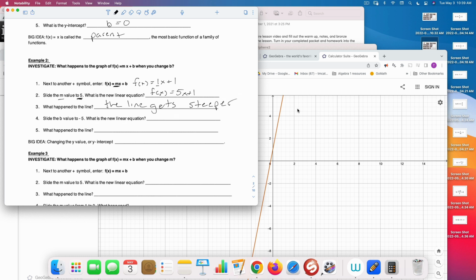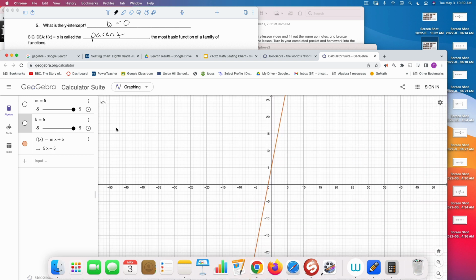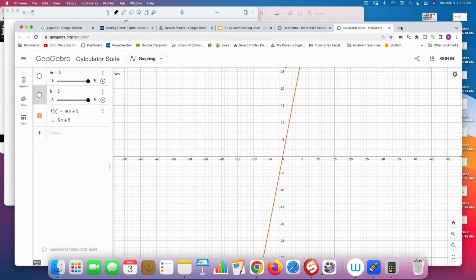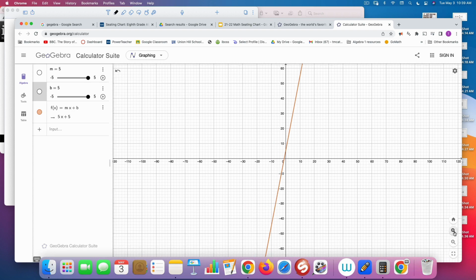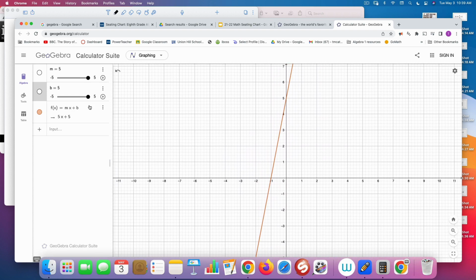Okay, keep it on m equals 5. Slide the b value from 1 to 5. Let's zoom out. Does it say negative or positive? Go to negative 5? Yeah. Go to negative 5, and what happened to your line? Caden, what do you notice?